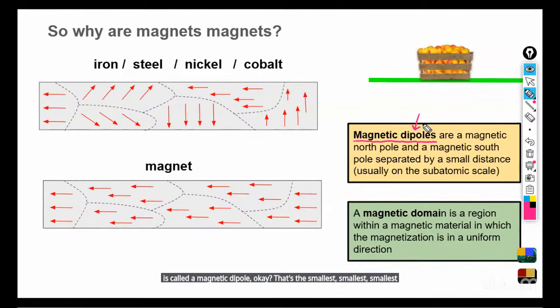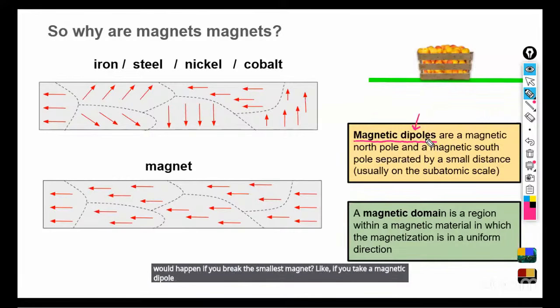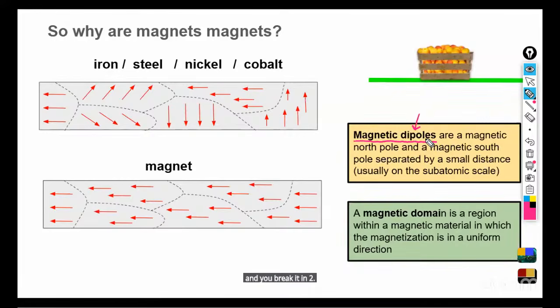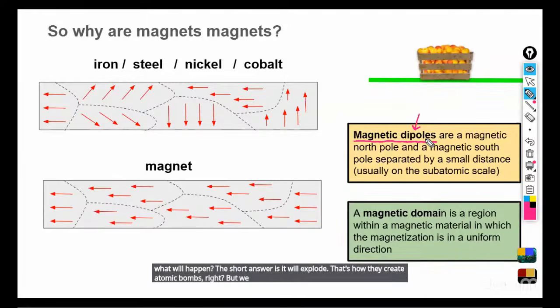Just for simplicity's sake, I know somebody's going to ask, what would happen if you break the smallest magnet? Like if you take a magnetic dipole and break it in two, what will happen? The short answer is it will explode. That's how they create atomic bombs, right? But we're not going to get into that right now.